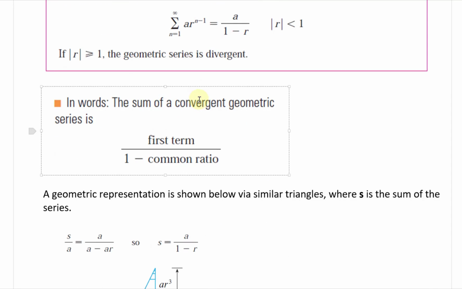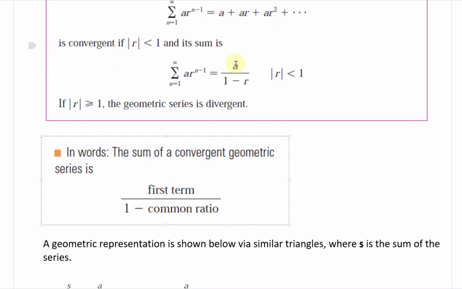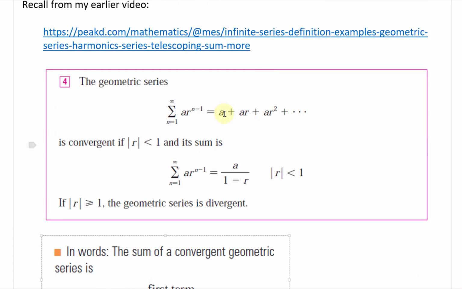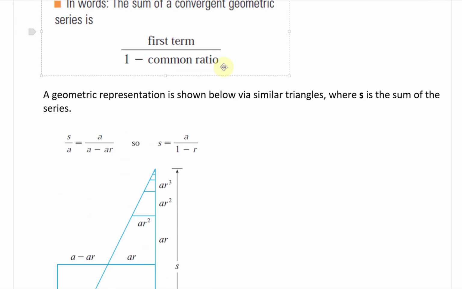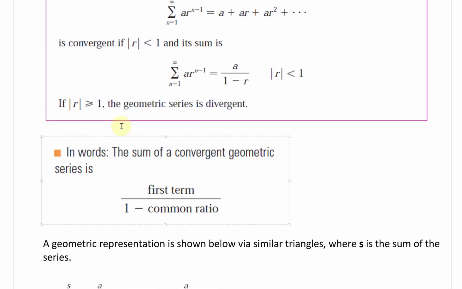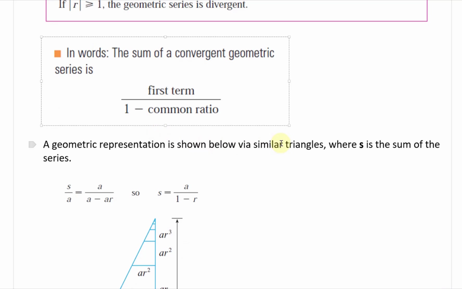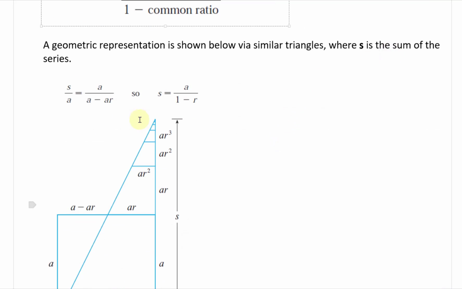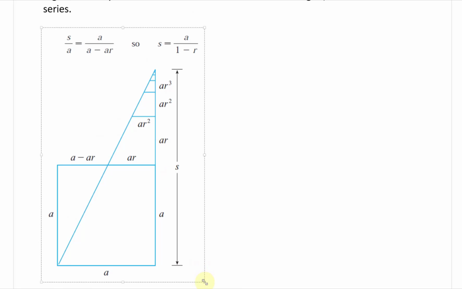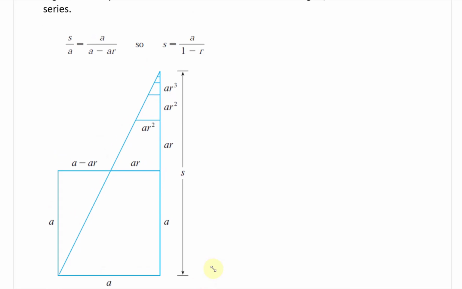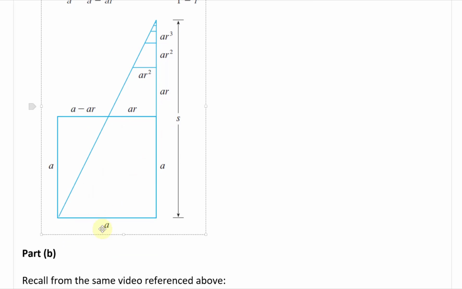And here's more info. In words, the sum of a convergent geometric series is the first term a divided by 1 minus the common ratio r. Even the first term could be ar to the power of 0. And here's a geometric representation, hence the word geometric series. It's shown below via similar triangles where S is the sum of the series. So here's a triangle, with side a here, and the entire sum is S.